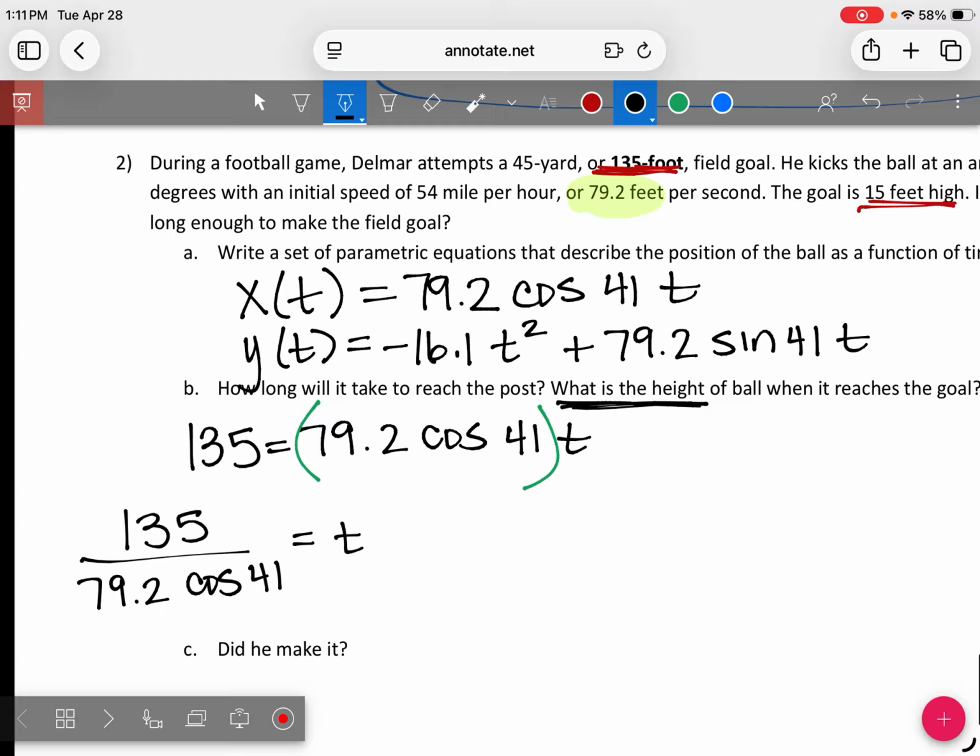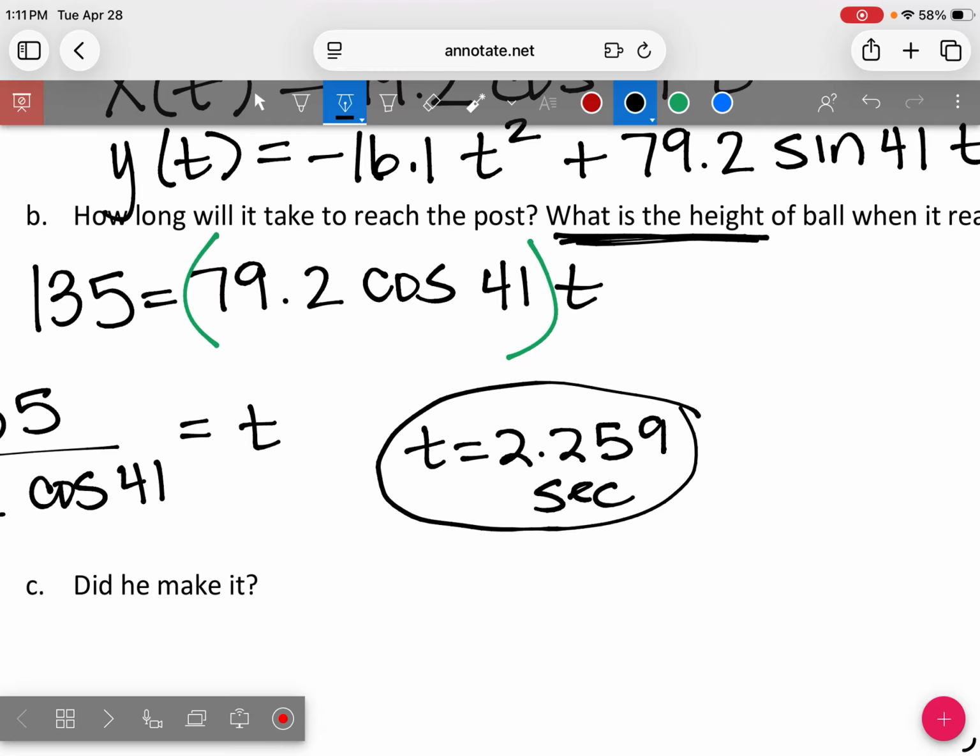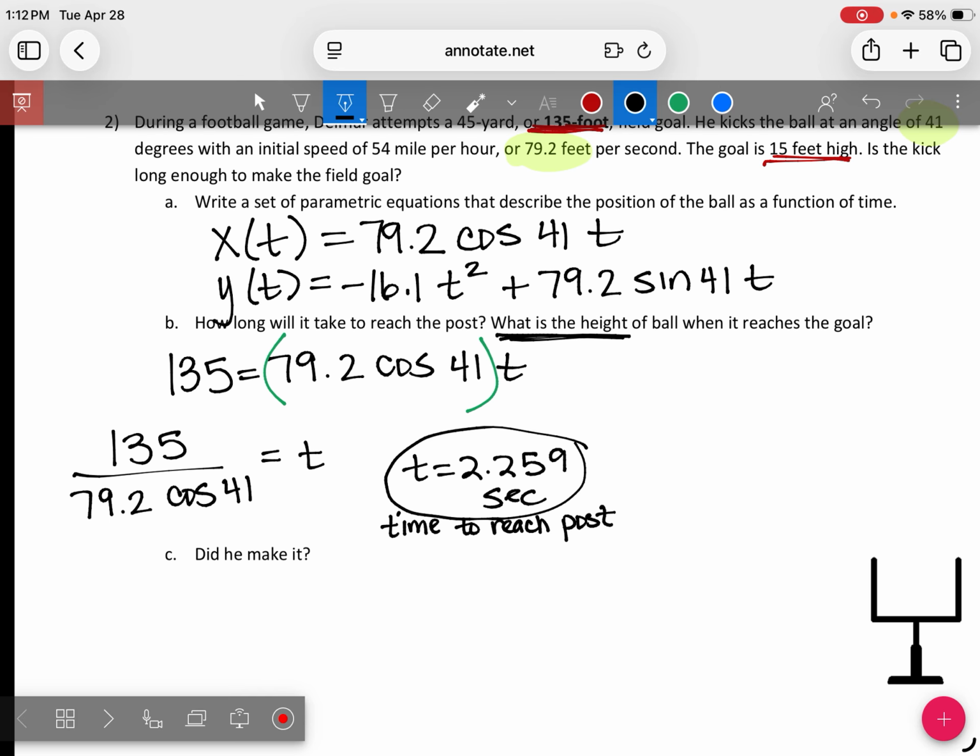All right, so we got 2.259 seconds. That's how long it's going to take to reach the post. Time to reach post. Now I want to know what the height was when it got to the post. So which parameter will tell me height? Y. Let's go ahead and take that number.